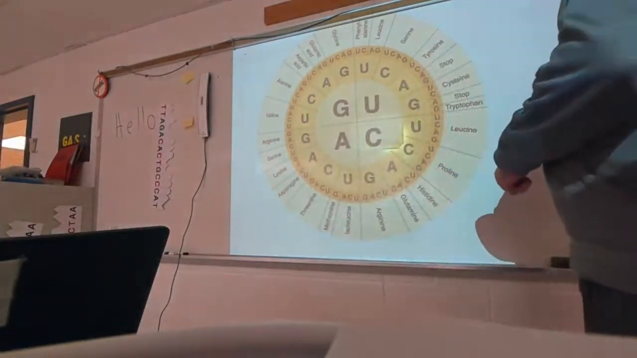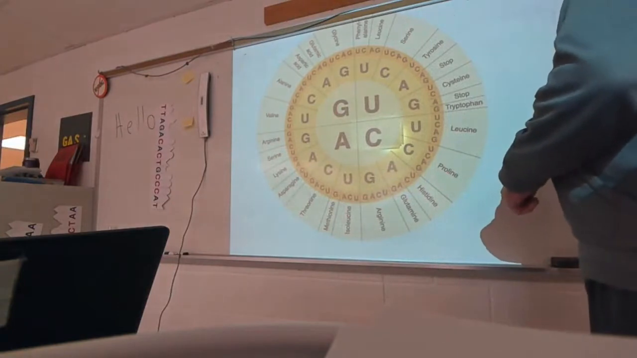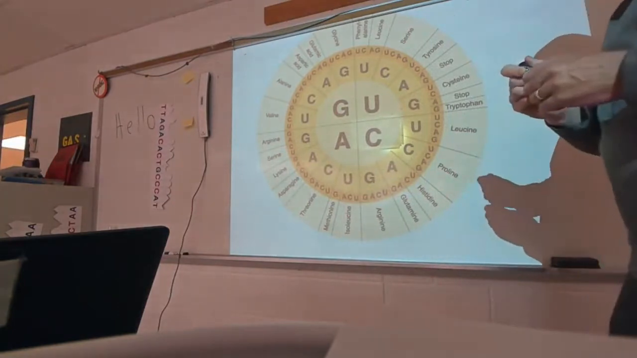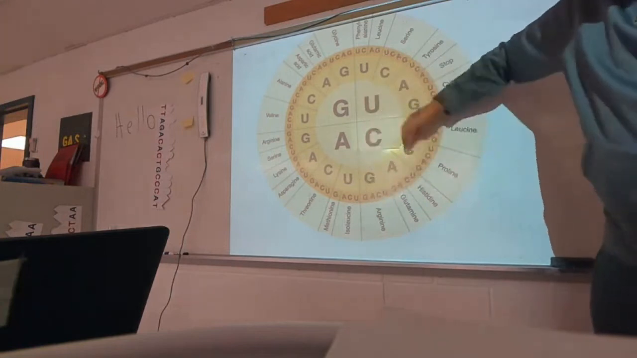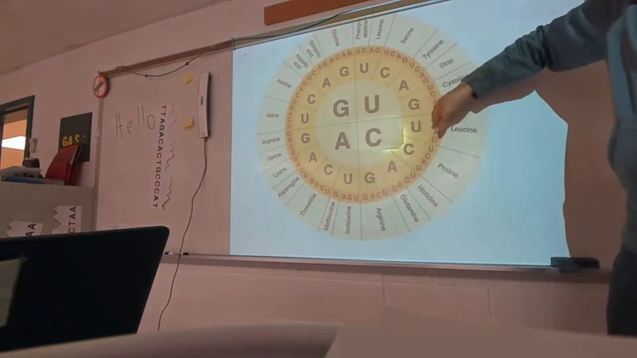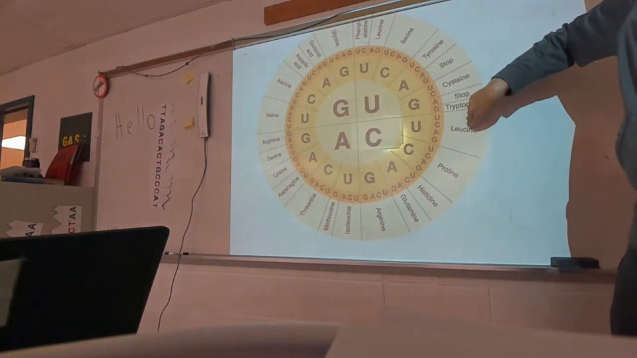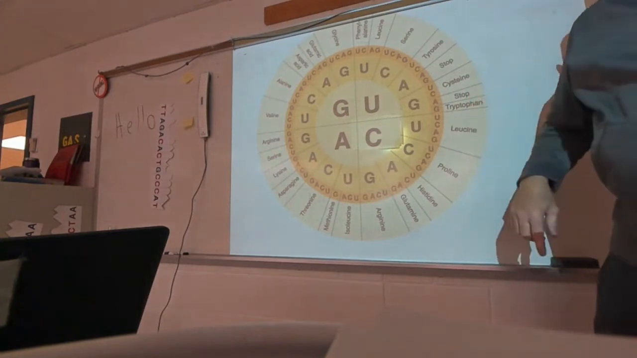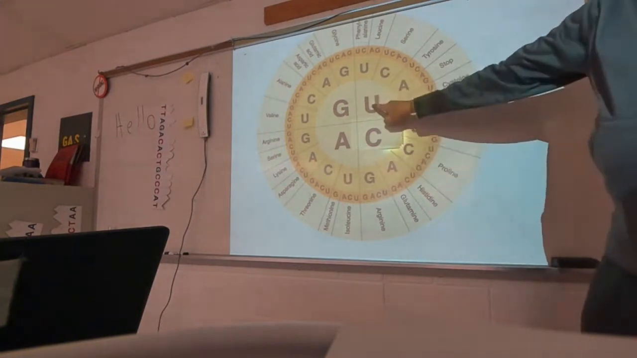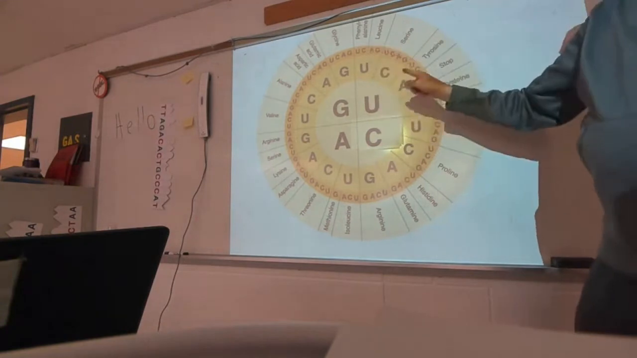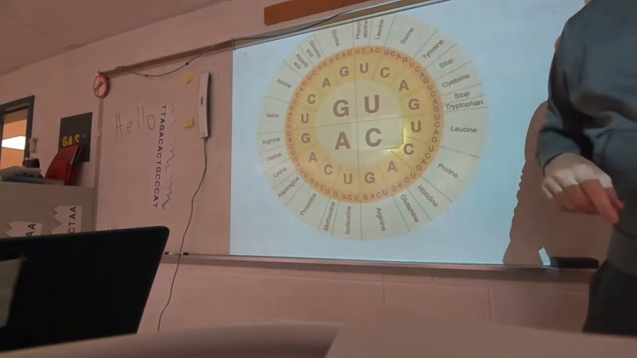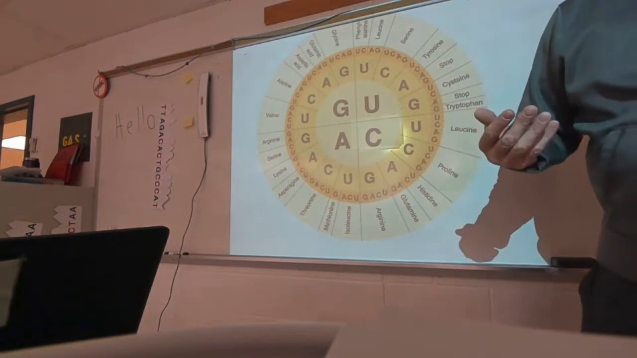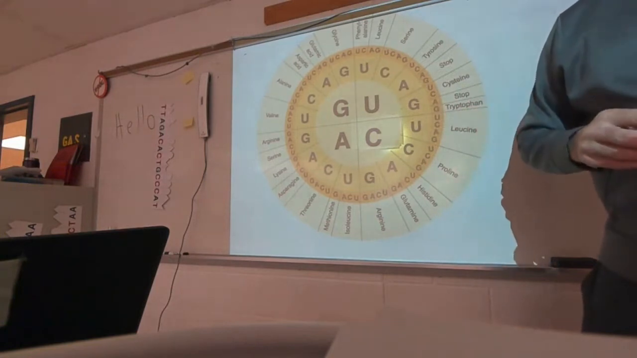What if I said C, U, G? I go C, it's only this here, U, G, leucine. What if it was UAC? U, only here now, A, C, tyrosine. The wheel's pretty easy. A lot of students seem to like that.